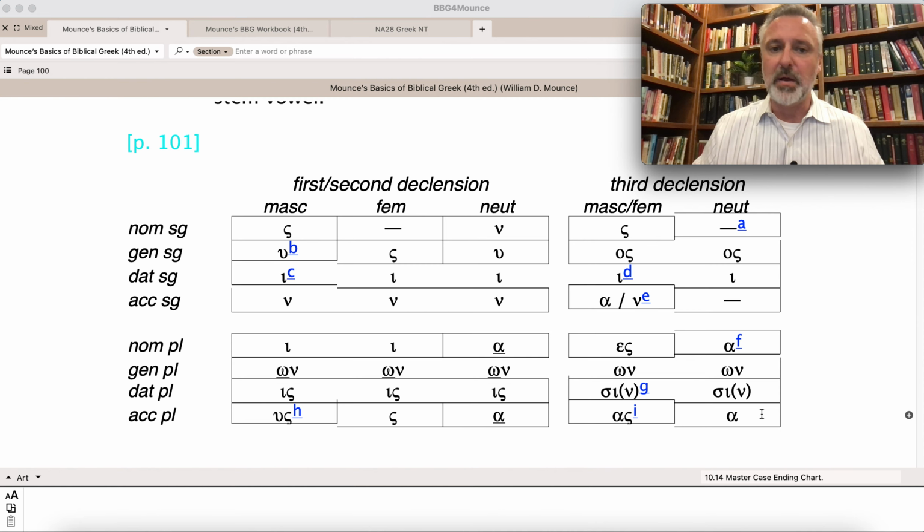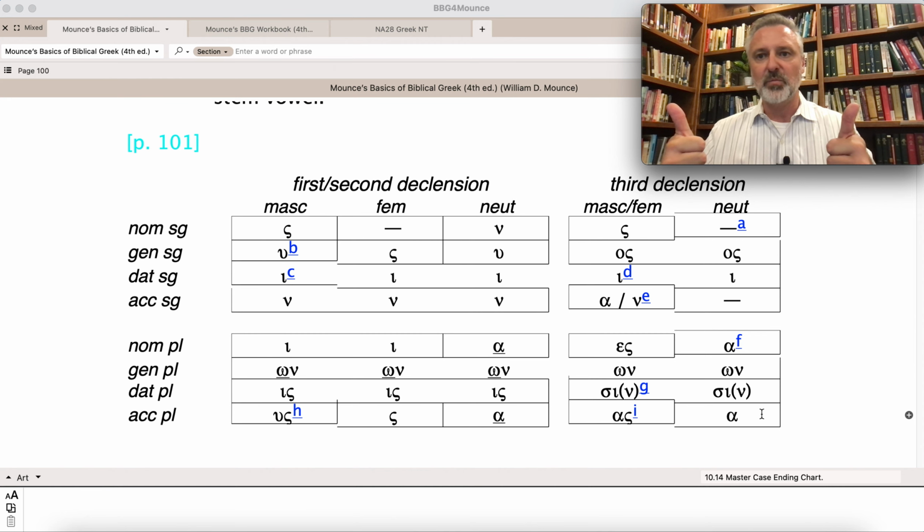In the next few videos we are going to walk through various words and how these endings interact with those words, and how we can go about memorizing and recognizing them. We're going to look at a number of patterns from chapter 10 as well as a few from chapter 11. All right, that's the new stuff for the third declension.